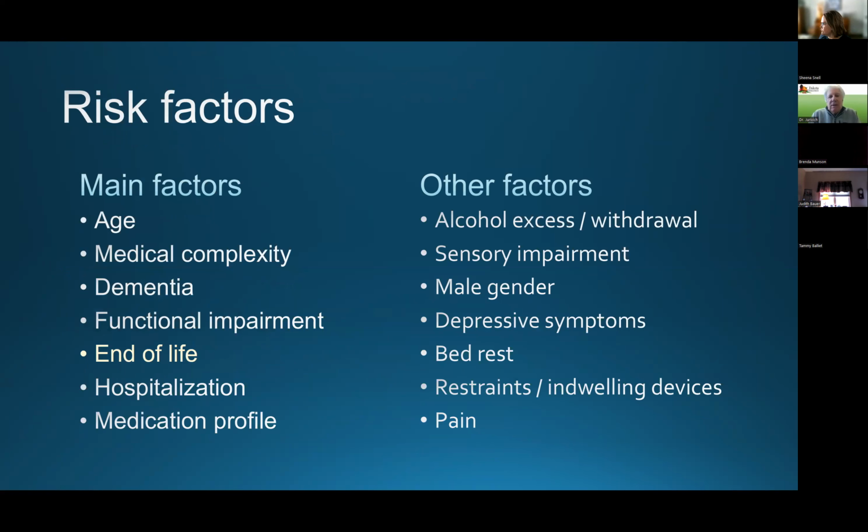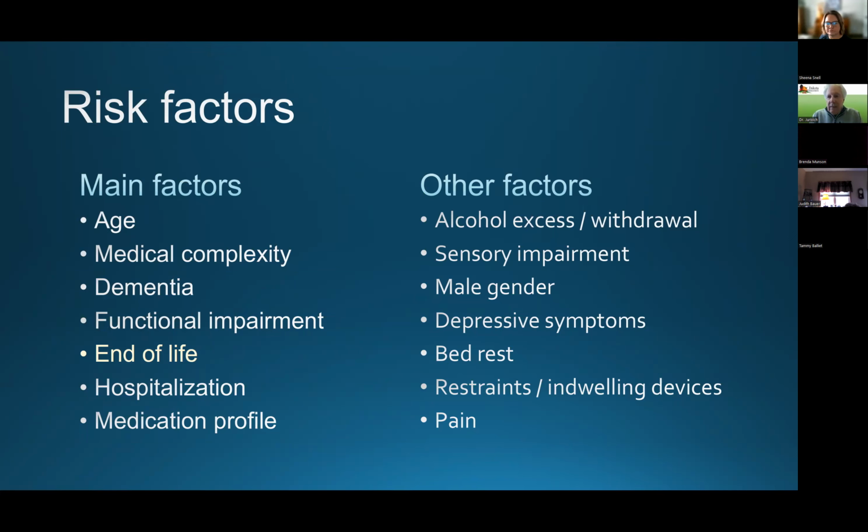The risk factors clearly are related to age, medical complexity, so multiple chronic conditions, and 85 to 88% of older adults have at least one medical condition. Two-thirds have two or more chronic conditions. So two-thirds of the older adult population, in addition to age, are at risk.